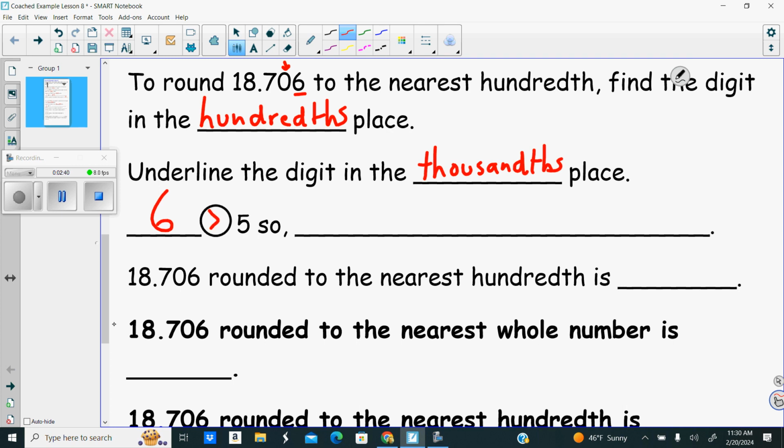So what we're going to do is take the 0 in the hundredths place and bump it up. 5 or above, give it a shove. 4 or below, let it go. So when we round that 18 and 706 thousandths to the nearest hundredth, we bump the 0 up to a 1. Everything to the left of that hundredths place stays the same, and everything to the right gets dropped.